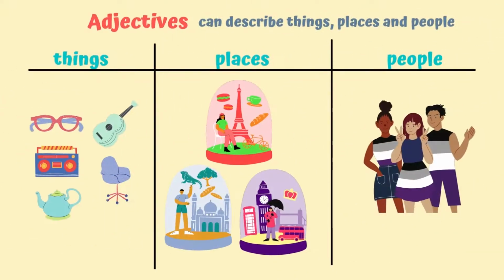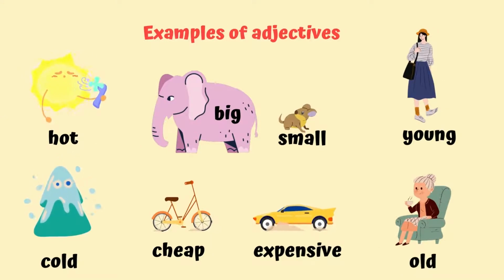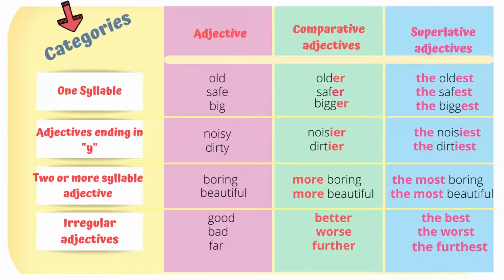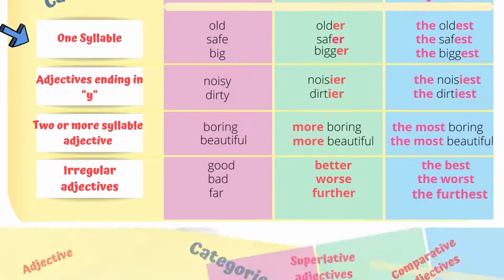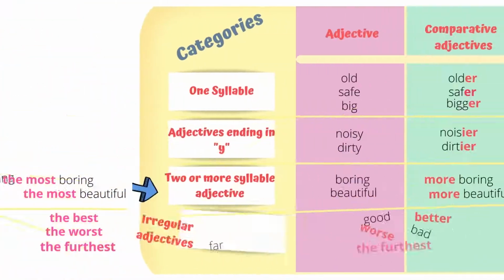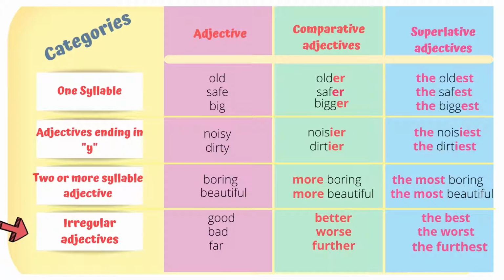First, let's check what an adjective is. Adjectives can help us to describe things, places, and people. For example, hot, cold, small, cheap, expensive, young, and old. We can divide these adjectives into 4 categories. For example, one syllable or one sound, adjectives ending in Y, 2 or more syllables, and irregular adjectives.